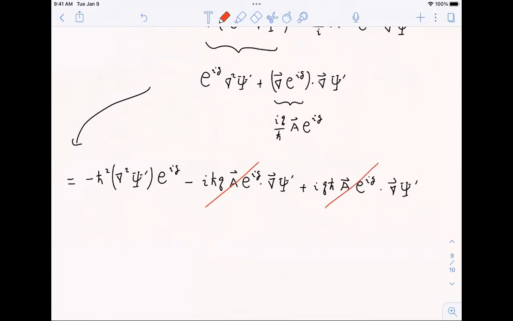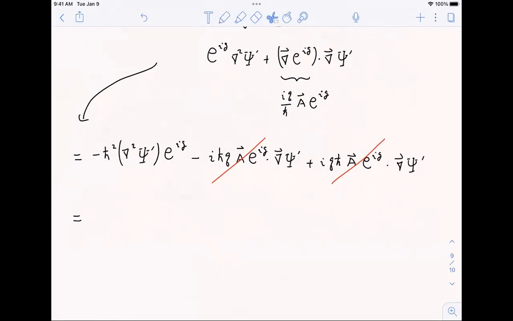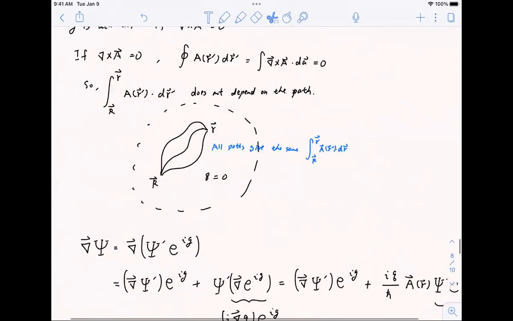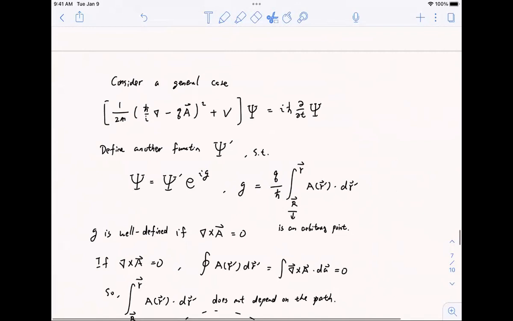Okay, so that is the great simplification. It just magically happened on this step that these two terms cancel each other. So you only have one term. So this greatly simplified the Schrodinger equation. So now let's go back to the Schrodinger equation.